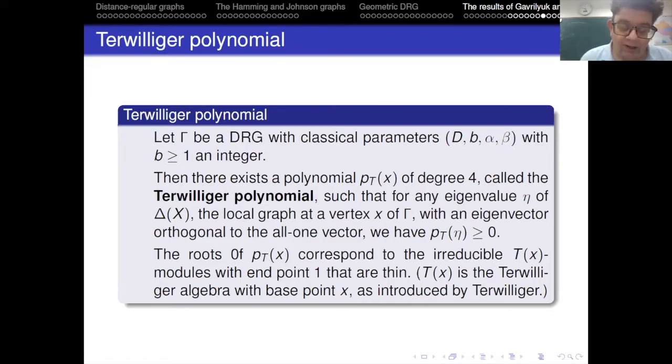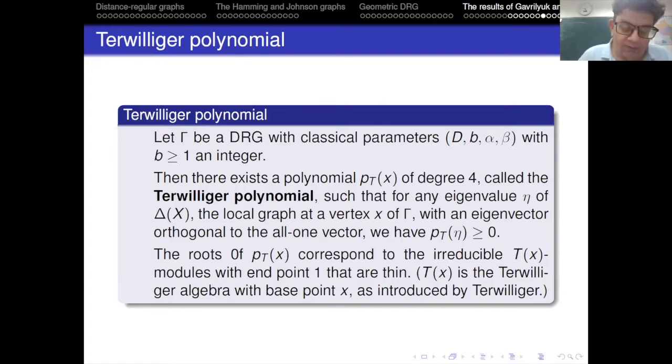I suppose that Paul introduced the Terwilliger algebra with a base point x. So that is the Terwilliger algebra. And I think that in the course of Terwilliger, you will see what the Terwilliger algebra is. So I will not introduce the Terwilliger algebra.